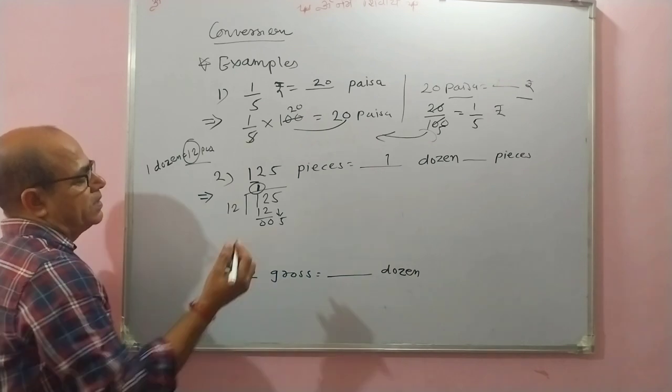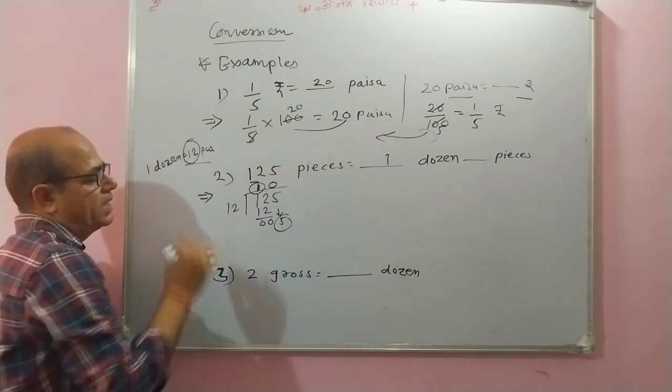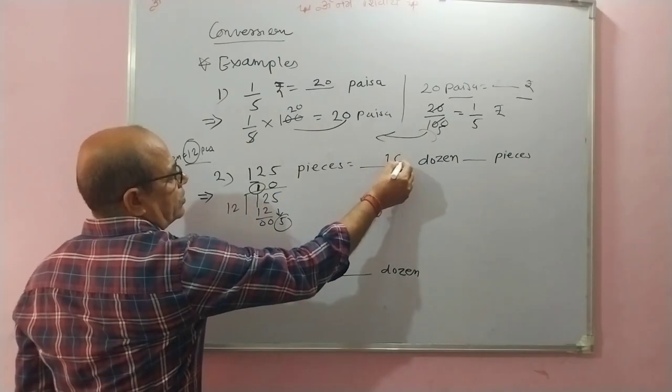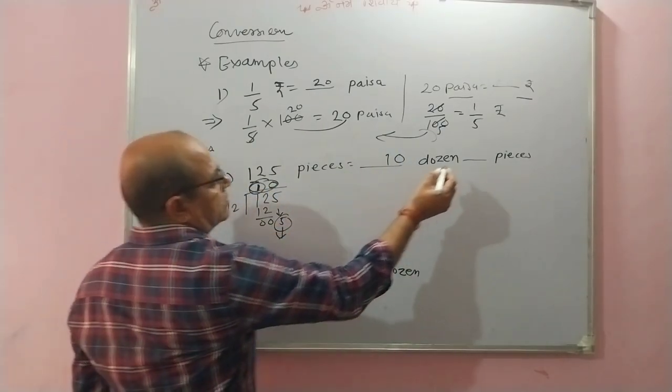Okay, yes. And what is left here? Here we cannot divide. So what will come here? 10. So here 10 dozen, not 12 dozen, 1 dozen. Okay. So quotient is 10. What is remainder? Remainder is 5.